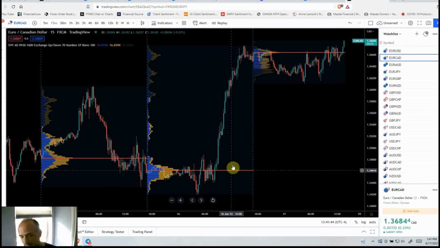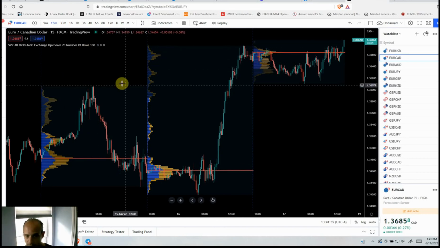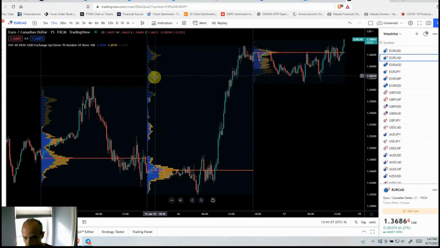Anyway, so that's the point of control, which is this red line, which is very key to knowing this, and you absolutely have to have this. But again, the only thing I changed was the granularity of the rows. I really didn't change anything else. Oh, and I added in the period separators, so I can see each trading day. So that's these dotted lines.